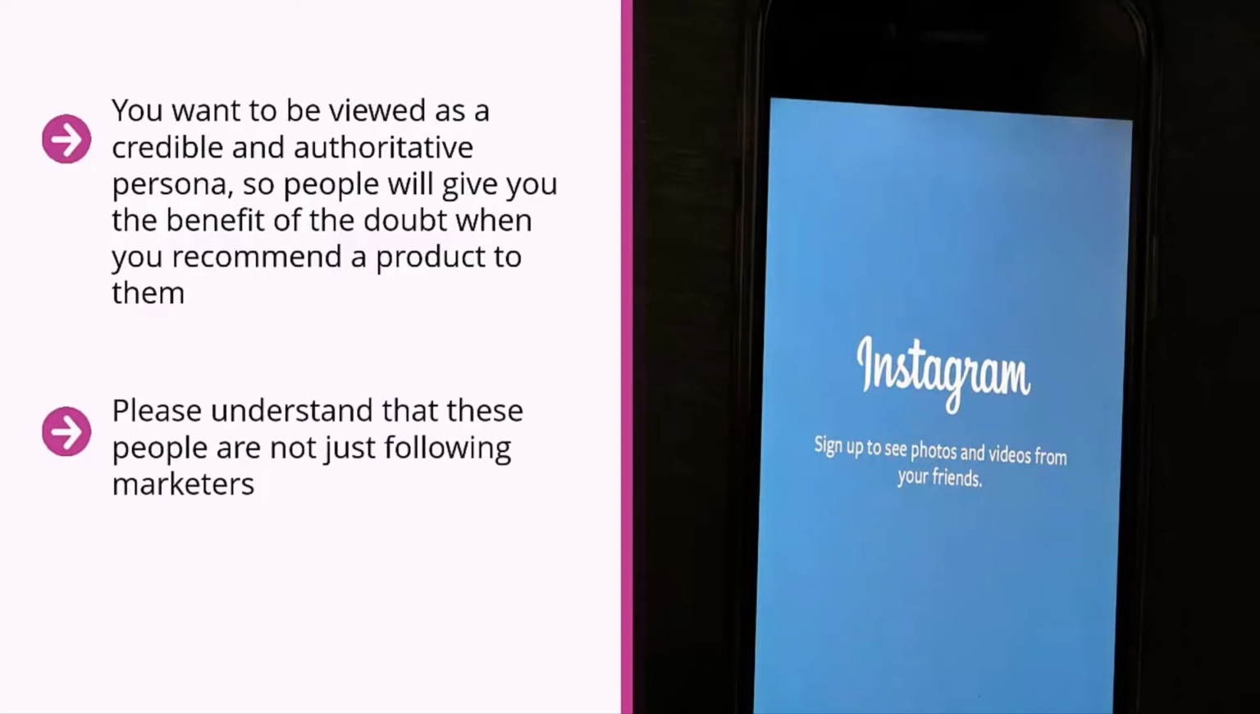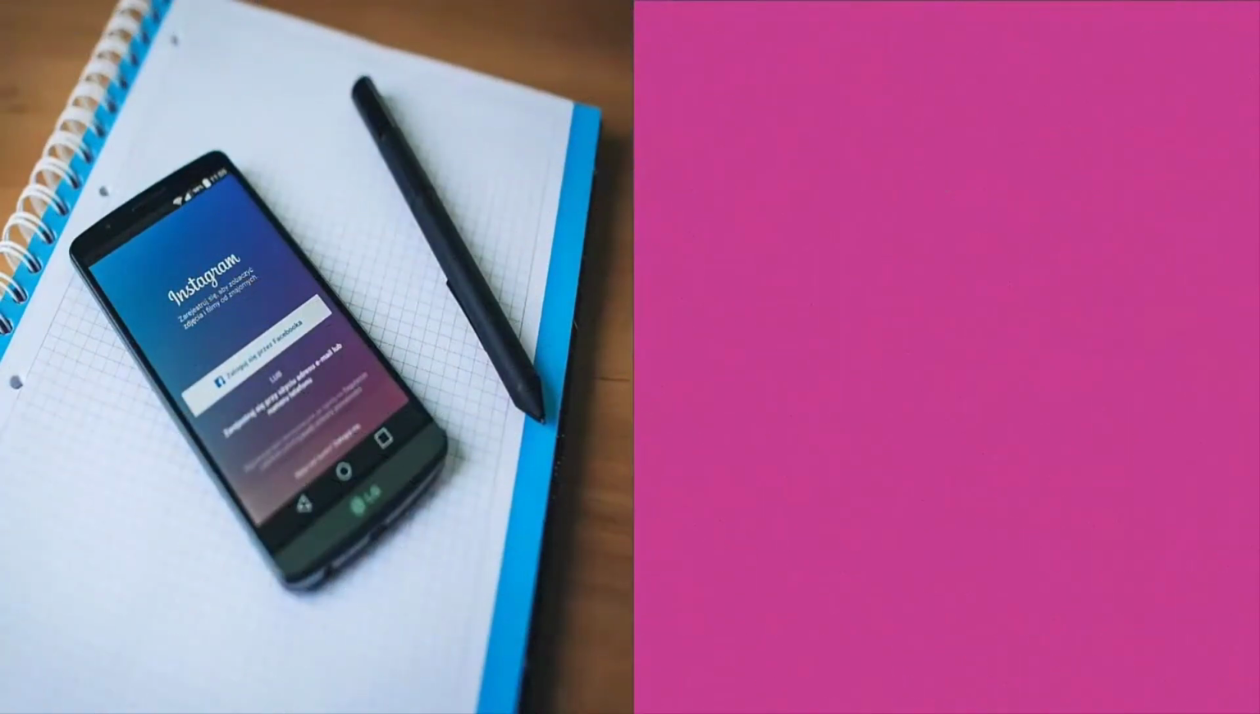Please understand that these people are not just following marketers. It's not like they're searching for marketers because they have nothing else better to do. They're looking to develop some sort of relationship. Think of it as building a fan base. There's a reason why Kim Kardashian and other celebrities on Instagram can get away with charging thousands of dollars per shout-out. People are devoted to them. People follow them very closely because of the persona they have built. You have to do the same.